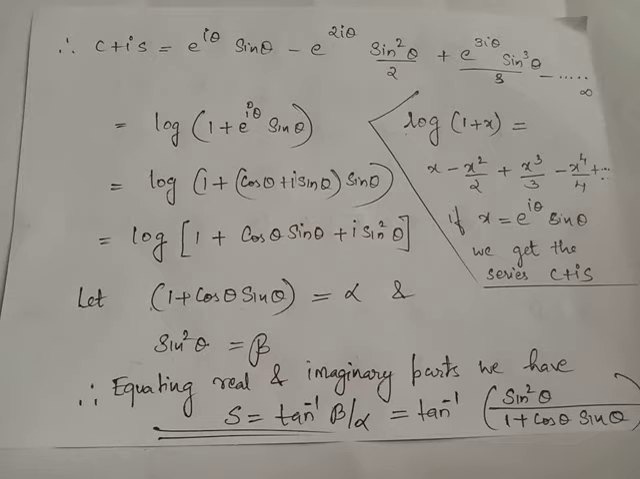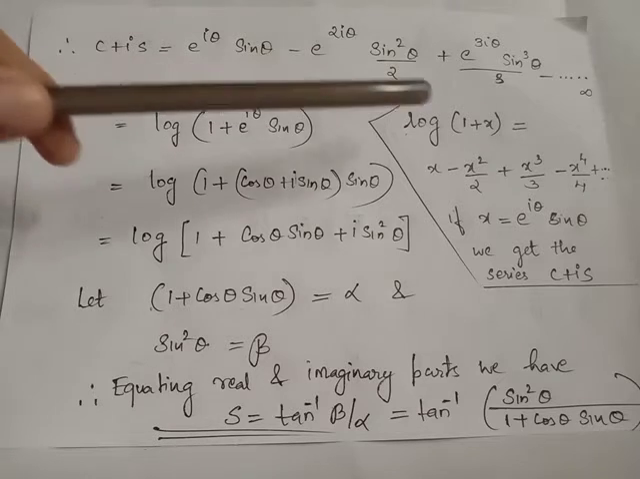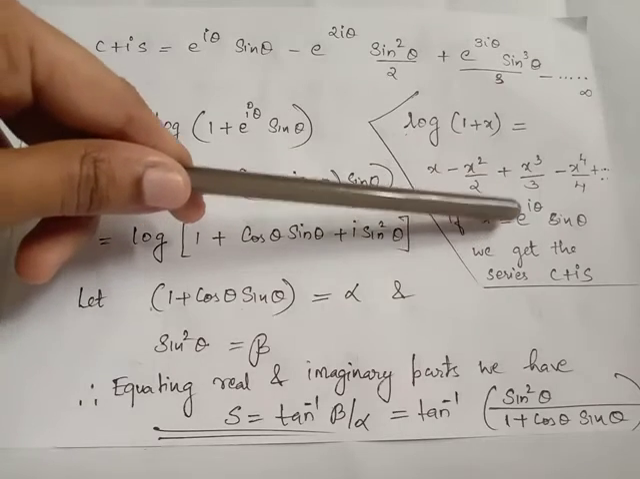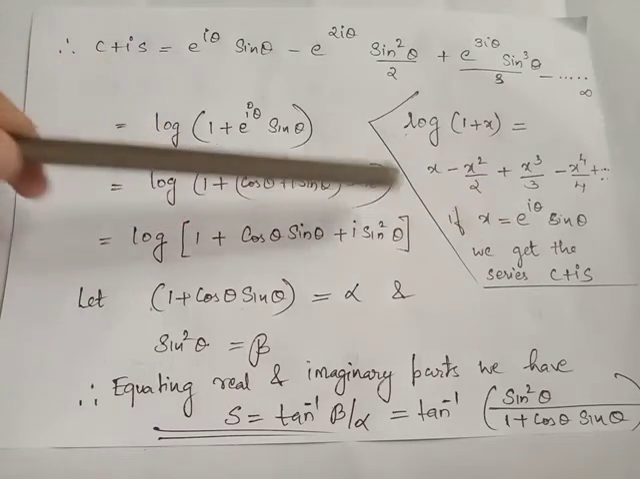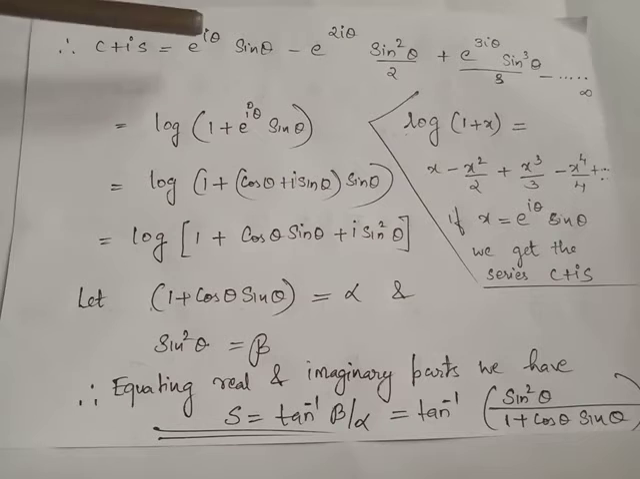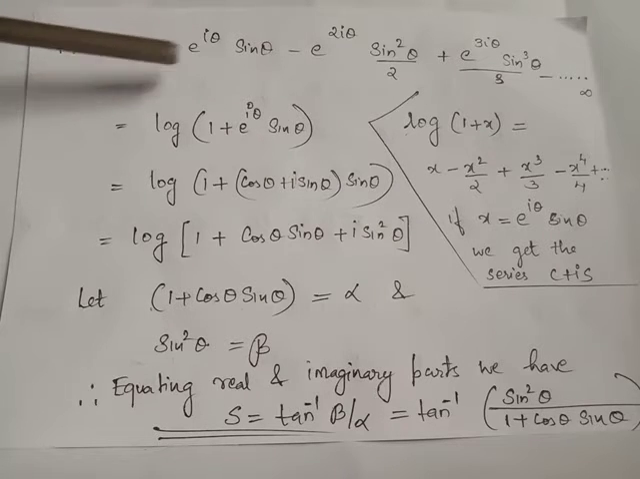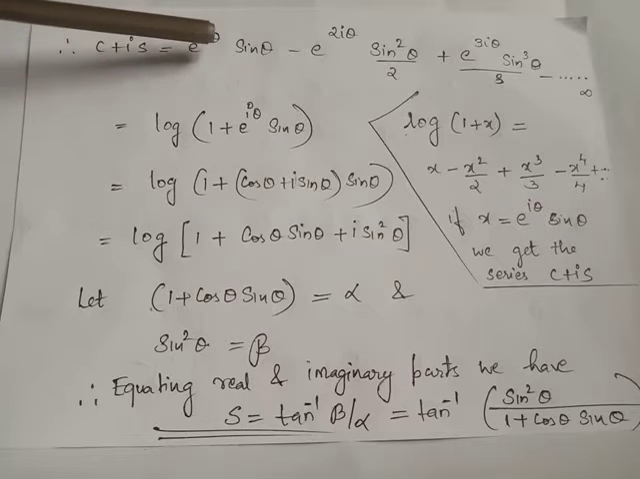We have log(1 + x) = x − x²/2 + x³/3 − x⁴/4 + etc. If we give x = e^(iθ) sin θ, you can see that this series, when replaced by x = e^(iθ) sin θ, is exactly the same series appearing in the RHS of the C + iS that we have evaluated.